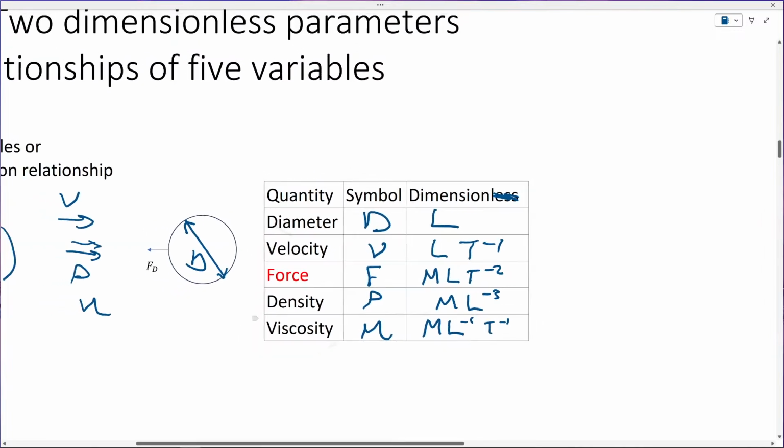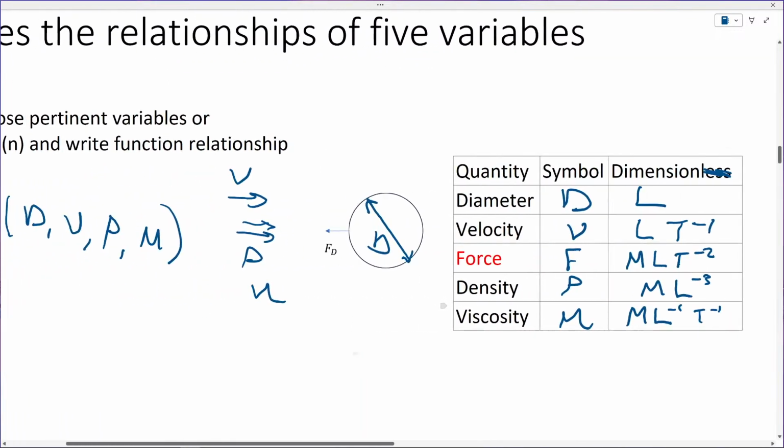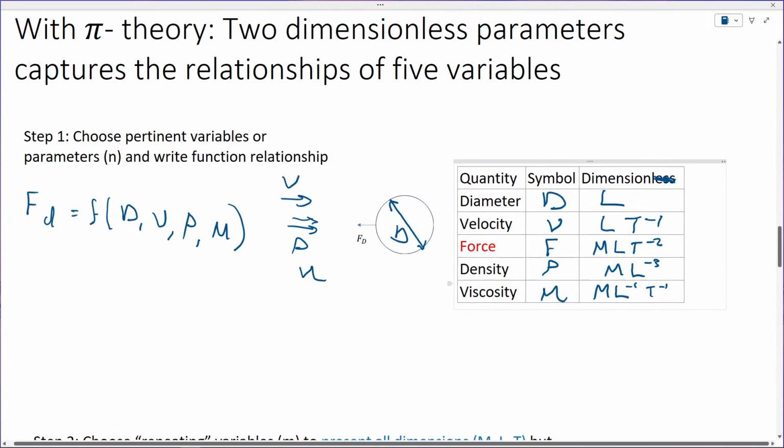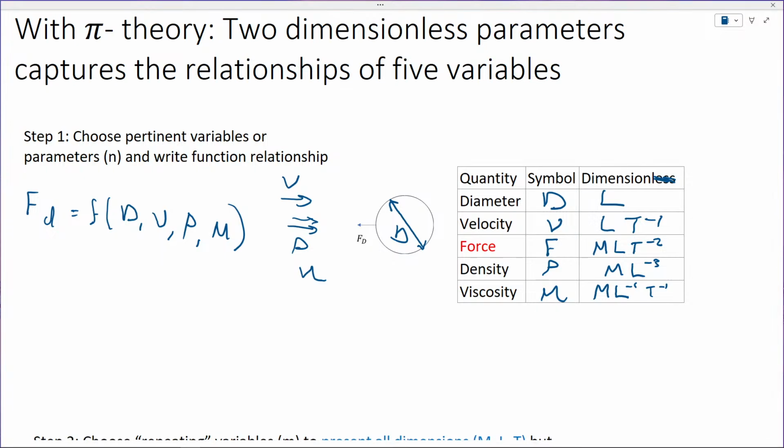So you write the dimensions of your variables. That's the first step. The first step is you write the relation between your dependent variable and your independent variables. Here we have a total of 5 variables, and you prepare a table that looks like this. It's very systematic. It's very easy.